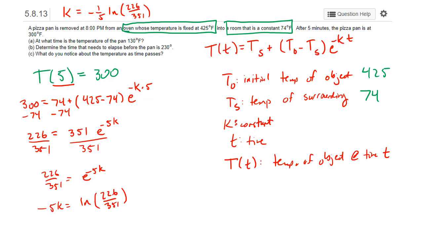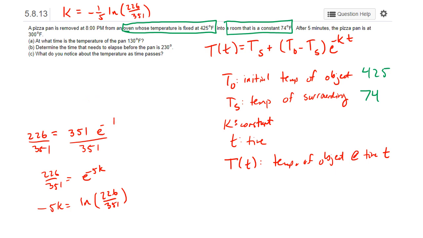None of it does. All we've done is use the information, after 5 minutes the pizza pan is at 300 degrees, to determine the value of k. So now in this Newton's law of cooling, the surrounding temperature and the starting temperature are known, and now we know the value of k, so we can quite directly plug in t and get out temperature, or vice versa. Okay, so now we are actually equipped to go on and start part A of the problem. All we've done so far is use the given information to determine the value of k.